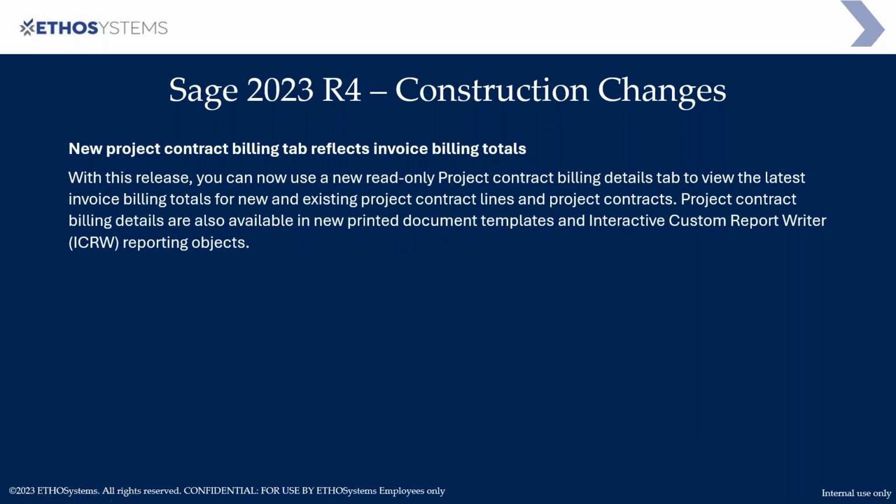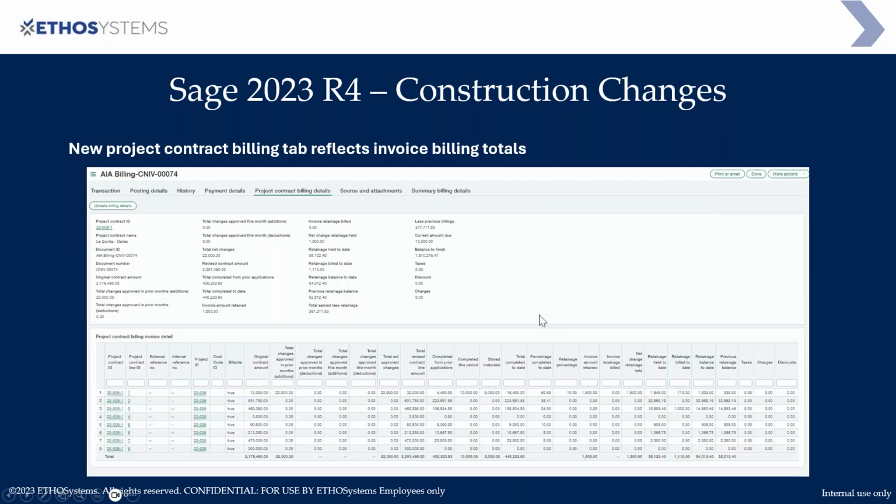The next thing is another big change, and this is one that we've been really waiting for here. So now there is a new tab when you go and do an invoice, and I'm just going to show you the screen here. So you're used to seeing your transactions, and then you have your posting details and your history and payment details. There is a new tab called Project Contract Billing Details.